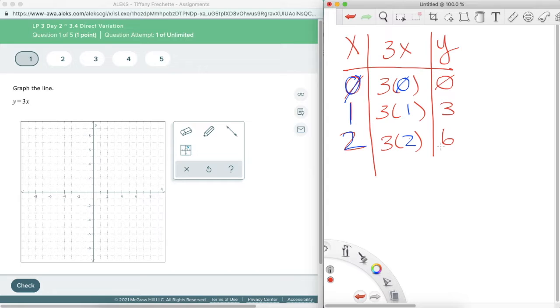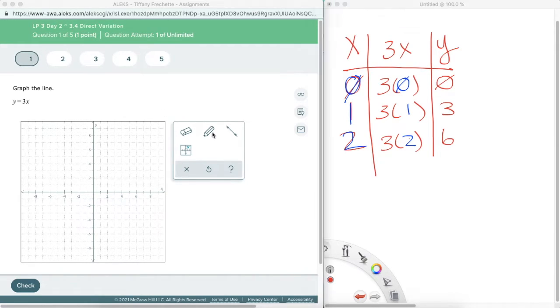So I can choose any number I want. Like I said, I've even said it before in videos. You can choose 1,000,000 and plug it in and see what you get for y. The problem is I can't graph 1,000,000 on this chart. So we have to be careful about the size numbers we choose.